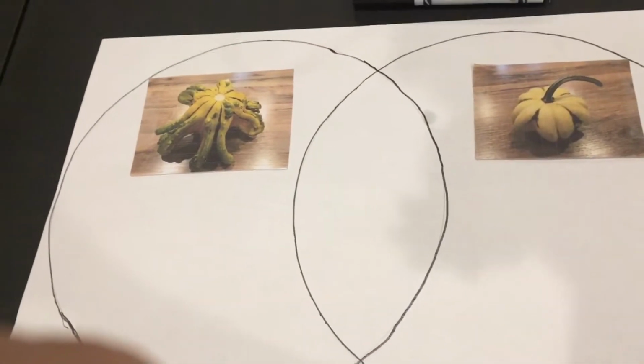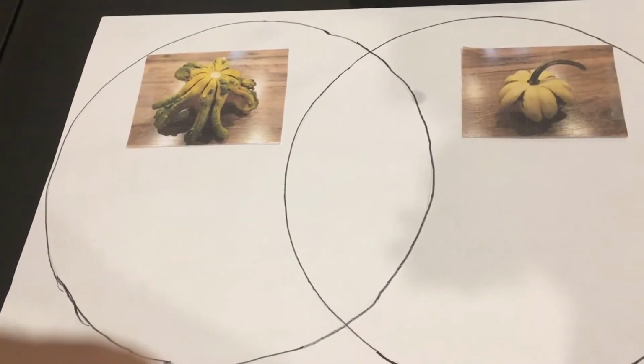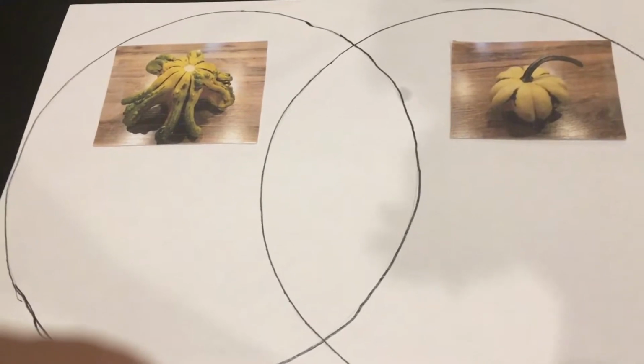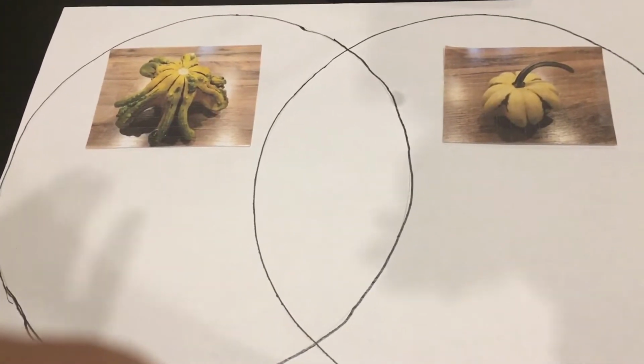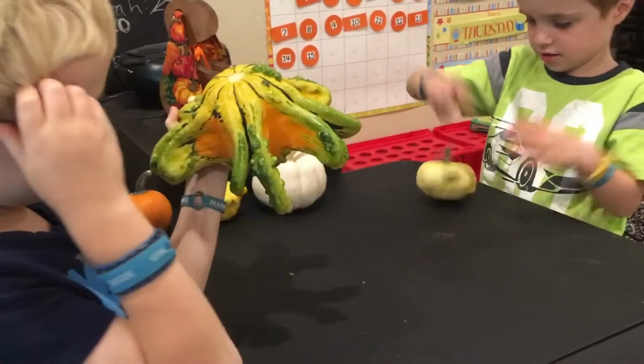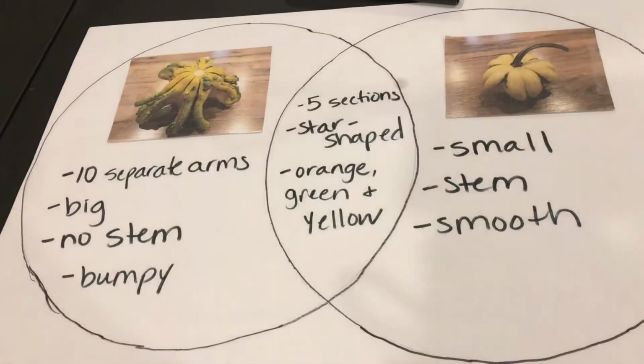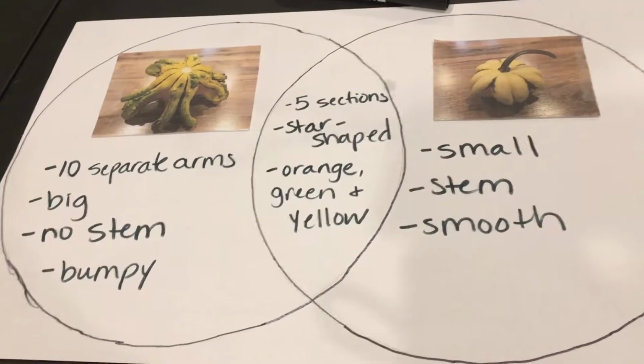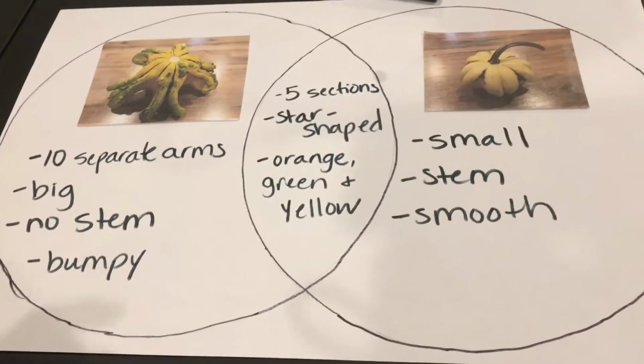Okay, for our next activity, we are going to do a Venn diagram, and this is where you compare and contrast the different gourds or pumpkins. The boys each talked about their pumpkins, and we wrote it down in our Venn diagram, comparing and contrasting things that were the same and different with the pumpkins.